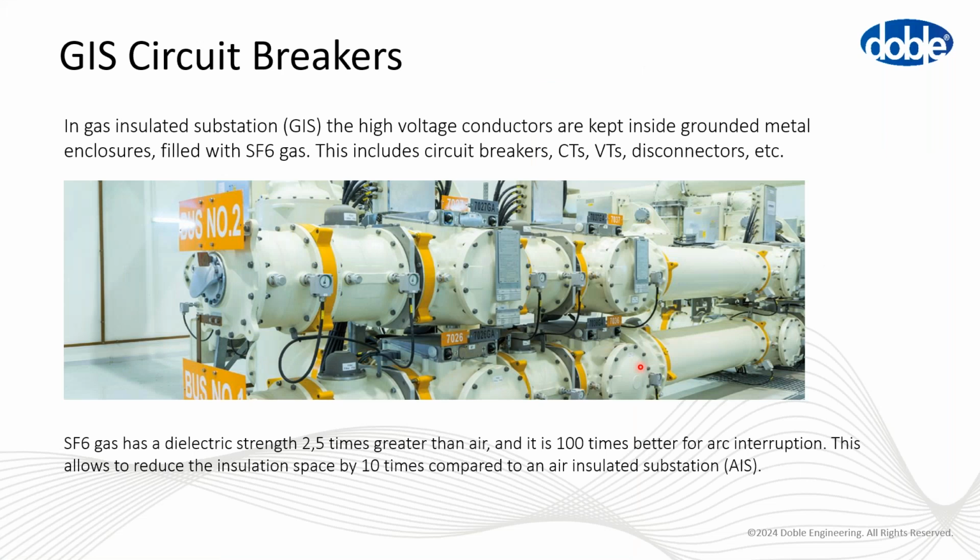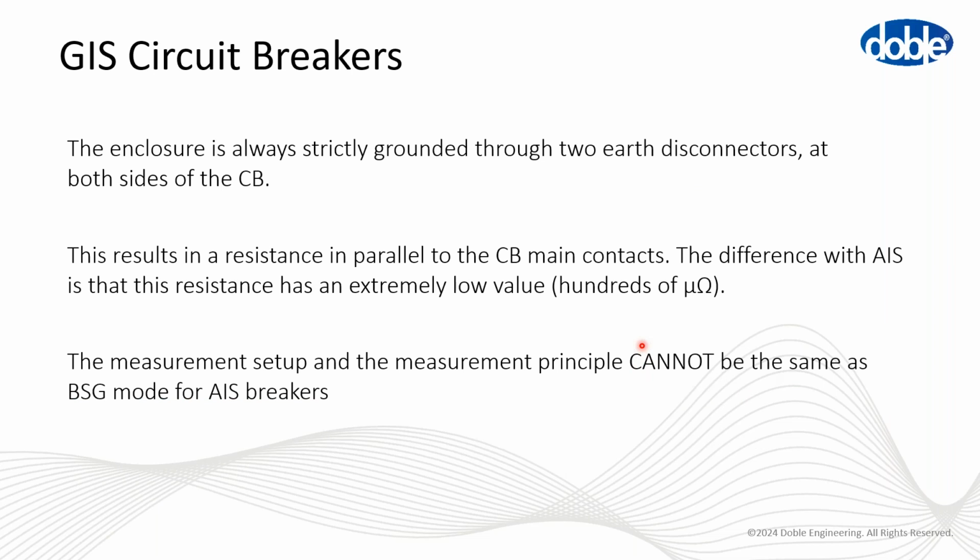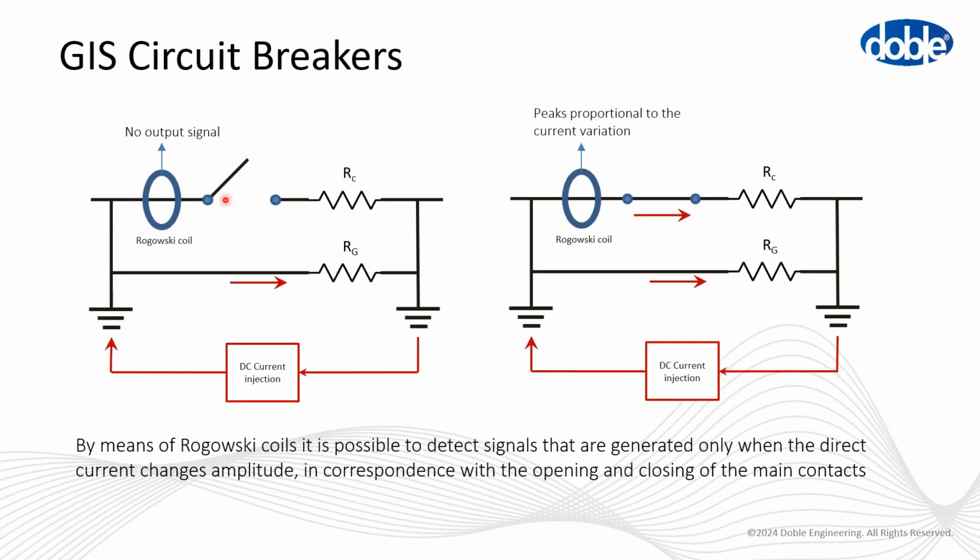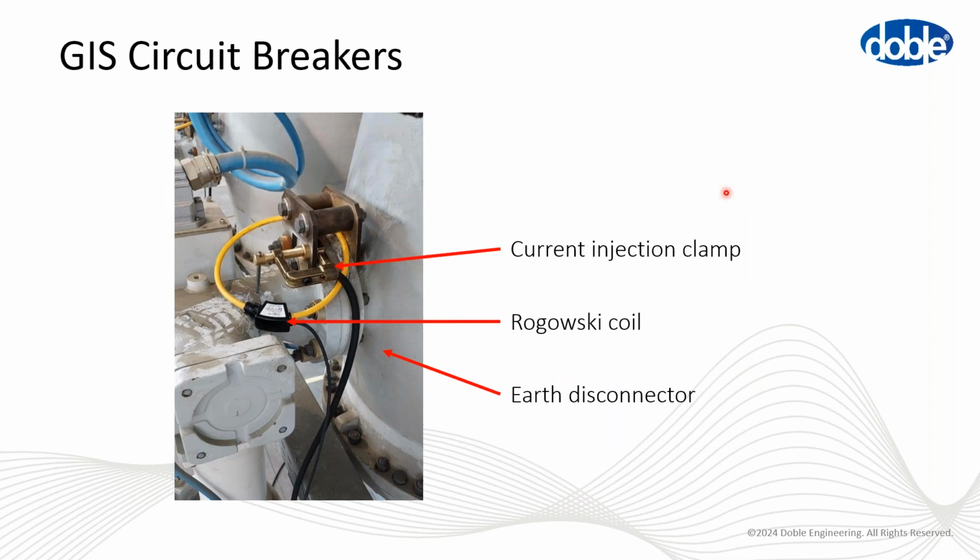Okay, let's make a very fast presentation of the GIS. In this case, the problem is the same that we have in BSG. So you have a parallel resistance connected to the main contact. In this case, it is also a critical condition because the value of this resistance is much lower compared to the BSG situation. So this value is very close to this one. In this case, to check the open and close operation, we just have to use a Rogowski coil. This one gives a signal peak when you have a transition between the open and close position of the CB. So in this way, we are able to test also the GIS cases.